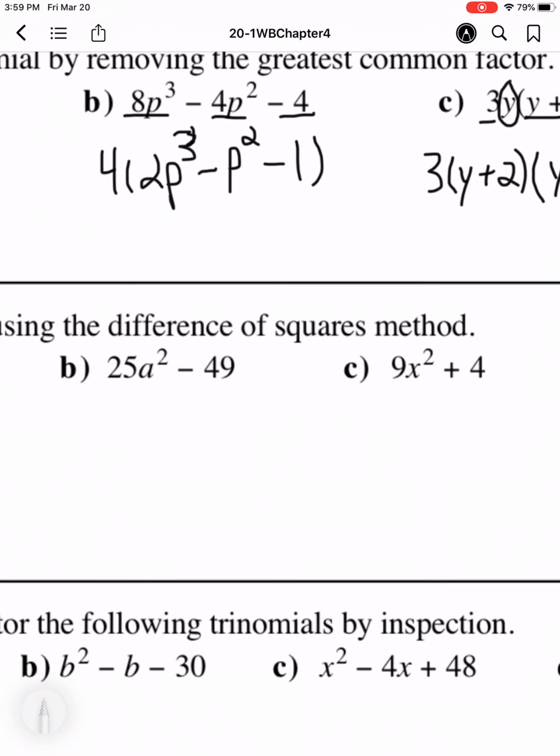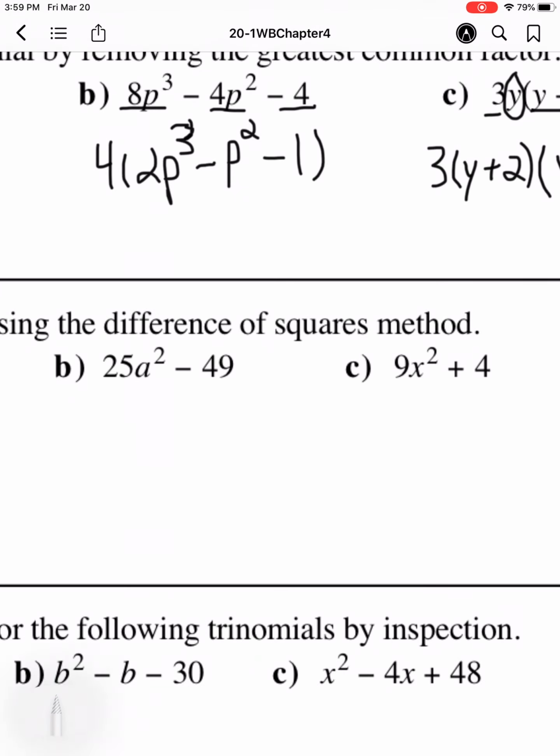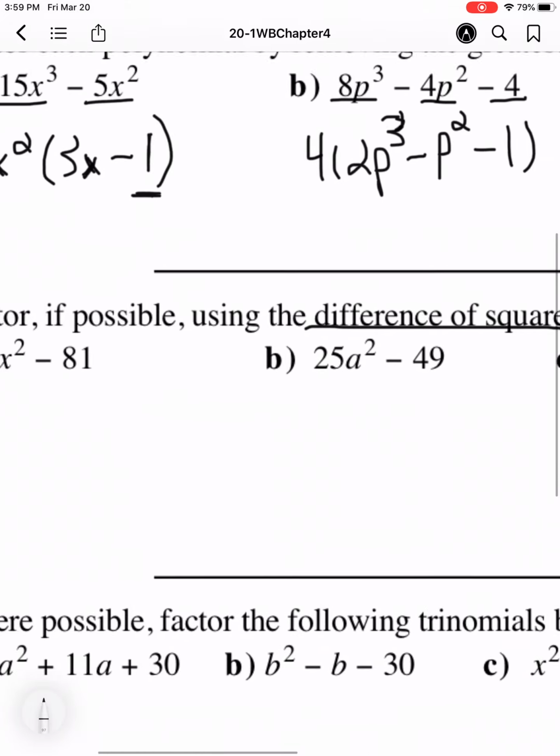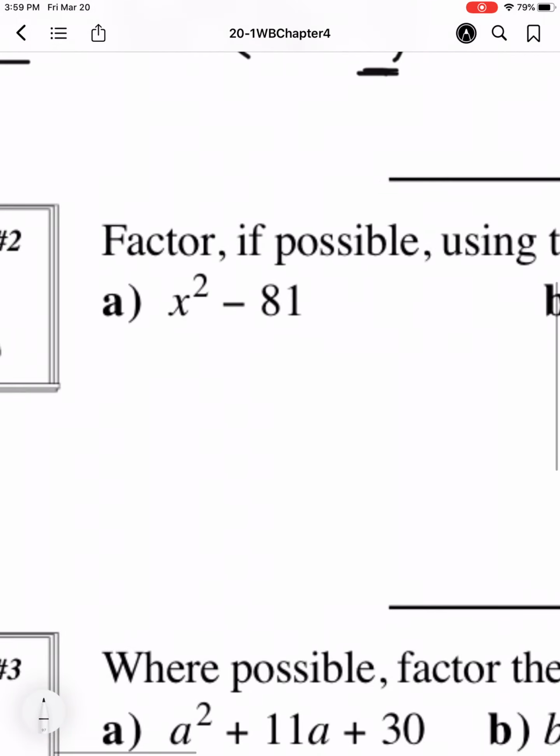Alrighty, my next one, my favorite one, class example 2, difference of squares. We have to ask ourselves 3 questions. The first question is, can the front term be square rooted? Yes. Can the back term be square rooted?